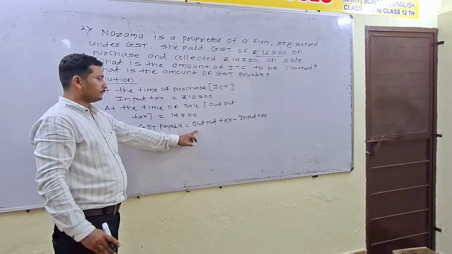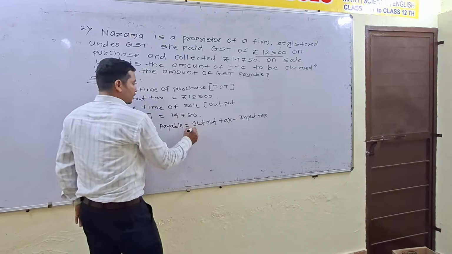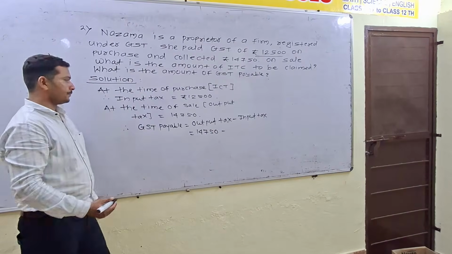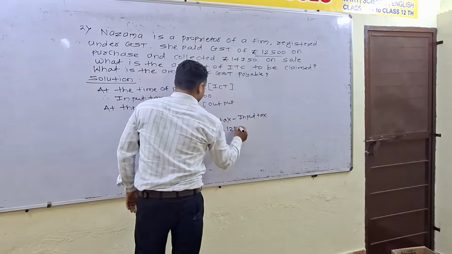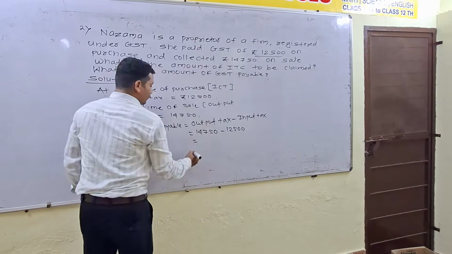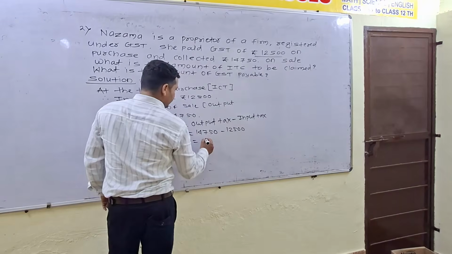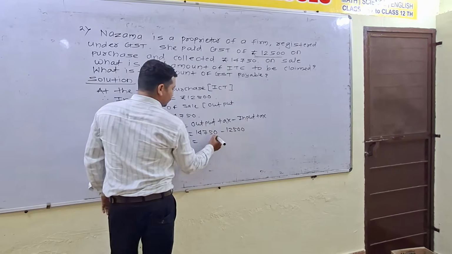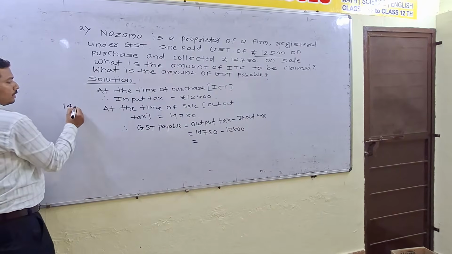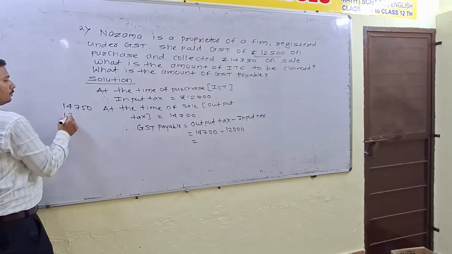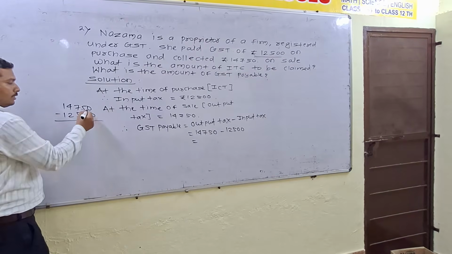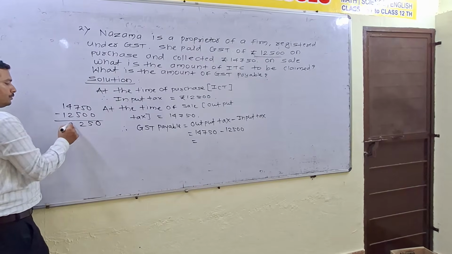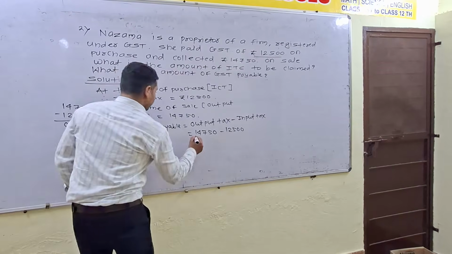Next, what is the output tax? Output tax is 14,750 minus input tax 12,500. So you get the answer: 14,750 minus 12,500. Look at the board. 0 minus 0 is 0, 5 minus 5 is 0, 7 minus 5 is 2, 4 minus 2 is 2, 1 minus 1 is 0.